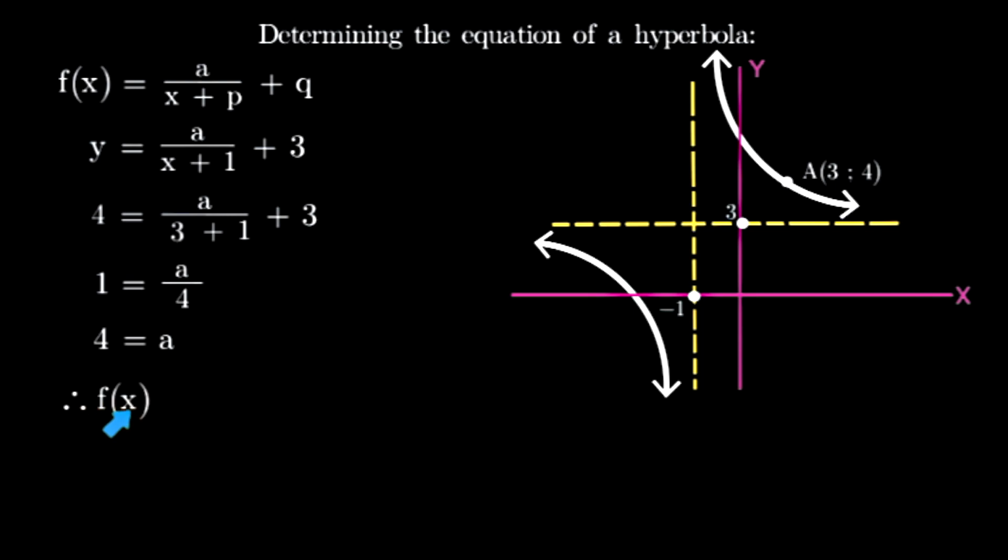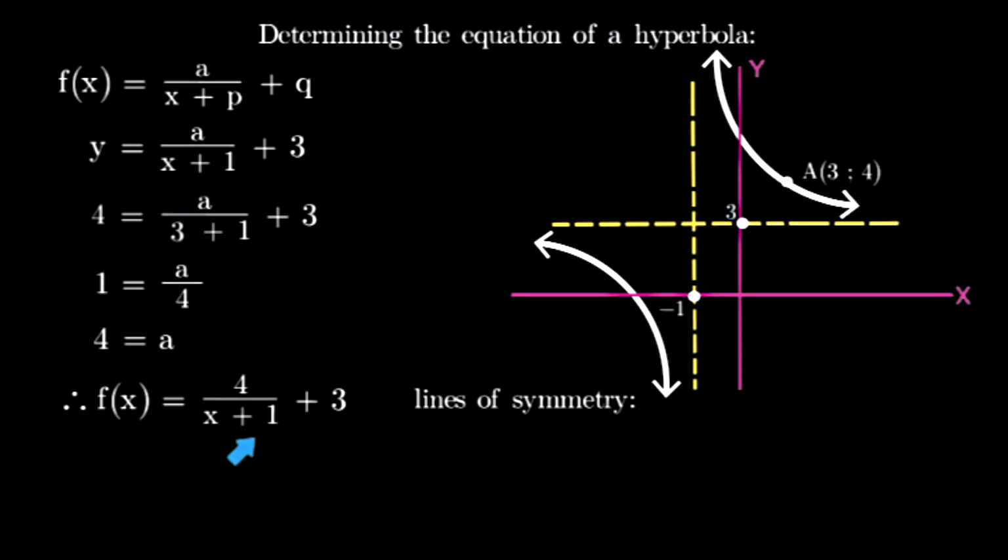So therefore, f(x) is equal to, and in the place of a, we can put the 4, over x plus 1, and in the place of q, we had the +3. And we are done. So this is the equation for our hyperbola. Now, I just want to quickly revise the following also. What will be the equations for the symmetry lines of this hyperbola?